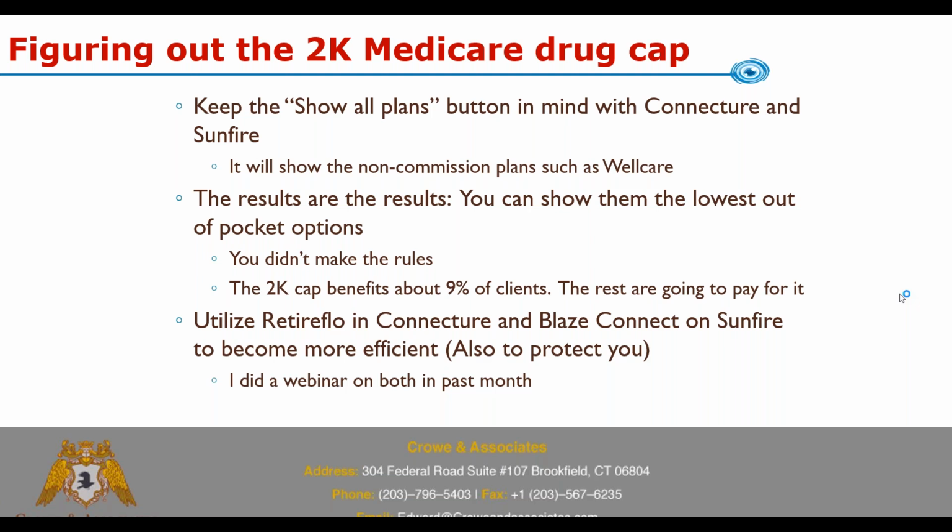I would strongly suggest utilizing something like Retire Flow and Connecture, or Blaze Connect on Sunfire. It'll make you more efficient. If you're not familiar with either of those systems, I've done a webinar on that in the last month or so. It's just a way to capture their information and have it automatically integrated into the client's profile on either system. And it really is a lot more efficient from a time standpoint.